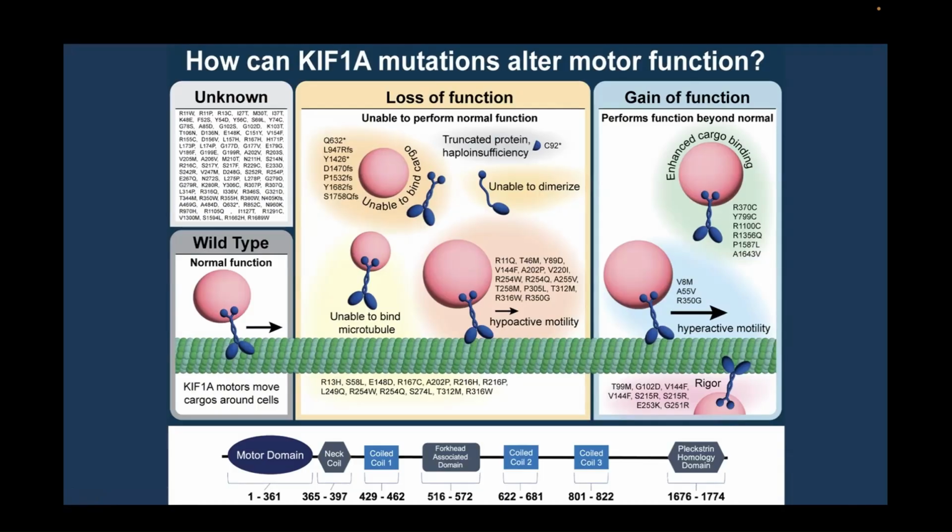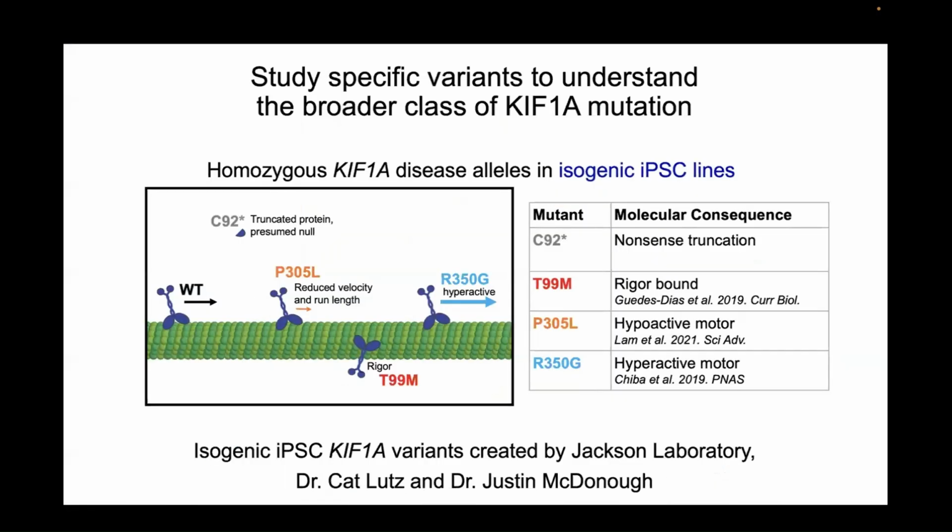And I wanted to create a resource to help understand all these different categories by picking one representative mutation from each class and studying that in a cellular system. And so to do this, I worked with KIF1A.org as well as Jackson Labs to pick out a panel of mutations that represent different disruptions to the protein function. And that's what I'm going to be talking about today, where we look at what happens when the motor is not able to walk fast or far enough, when it goes too fast and too far.